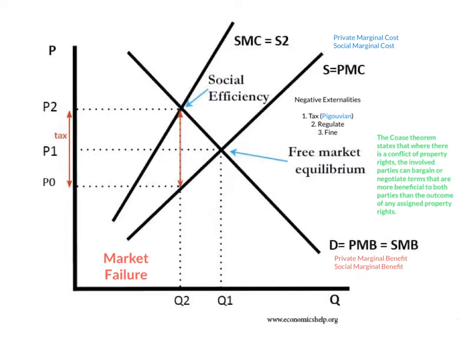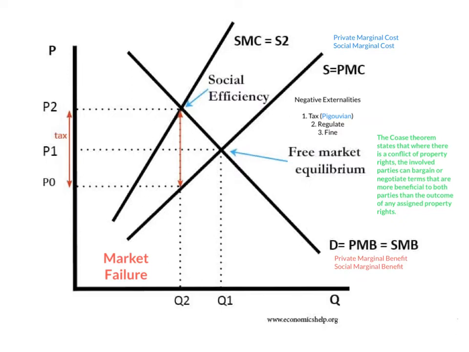Because negative externalities produce too many goods, there are three ways in which we are able to try to solve negative externalities. One would be with a tax, two would be through regulation, and three, we could actually fine the externality. The tax that would solve this problem is known as the Pigovian tax. The Pigovian tax would try to reduce the amount of goods being produced. So therefore, the Pigovian tax would move from Q1 to Q2.